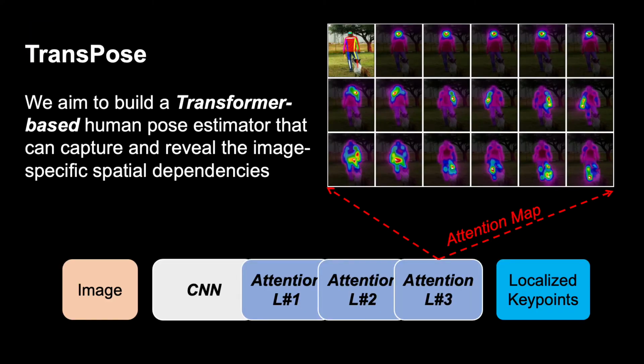In this paper, we aim to build a transformer-based human pose estimator that can capture and reveal the image-specific spatial dependencies. And especially, we want to use the self-attention layers in Transformer to capture and reveal the long-range interactions.